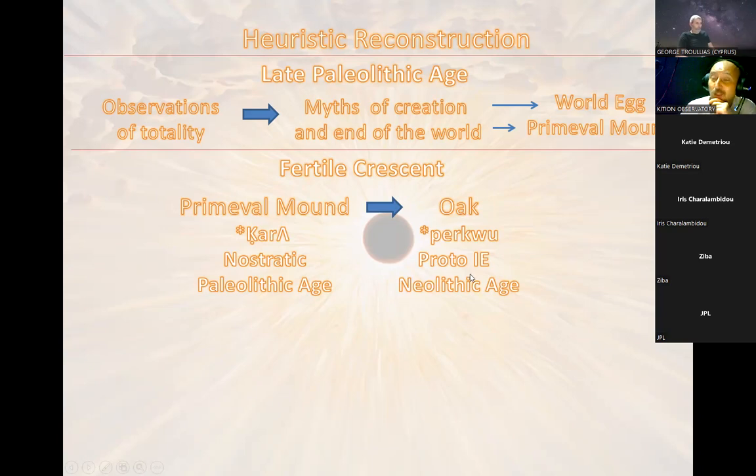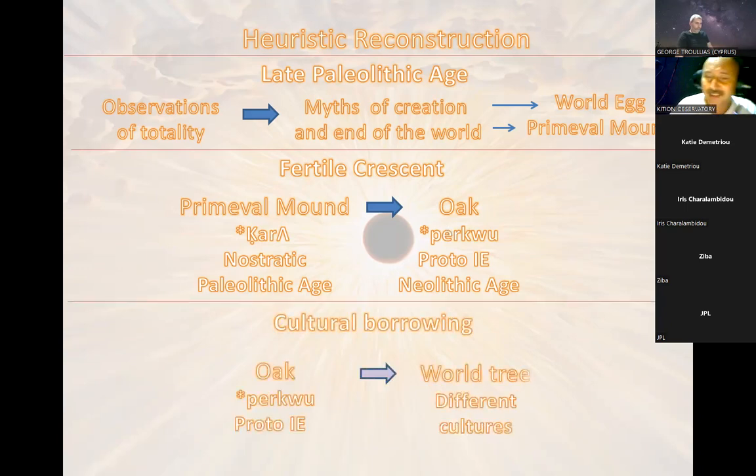Oak in Proto-Indo-European is Neolithic age. So this word survived, came from Nostratic, and that's all. So just because of the development of languages. But what brought us next is Oak in Proto-Indo-European, Perku.